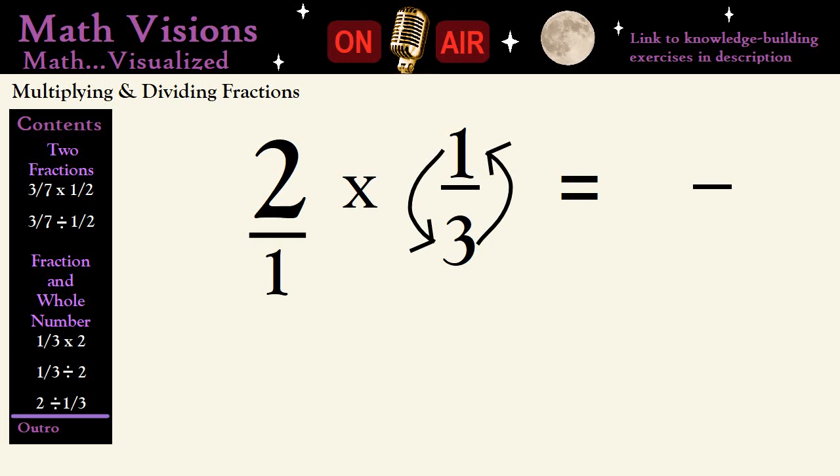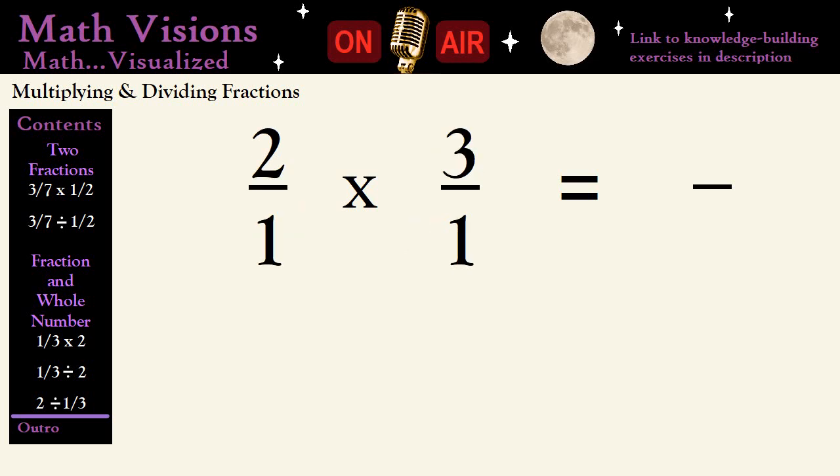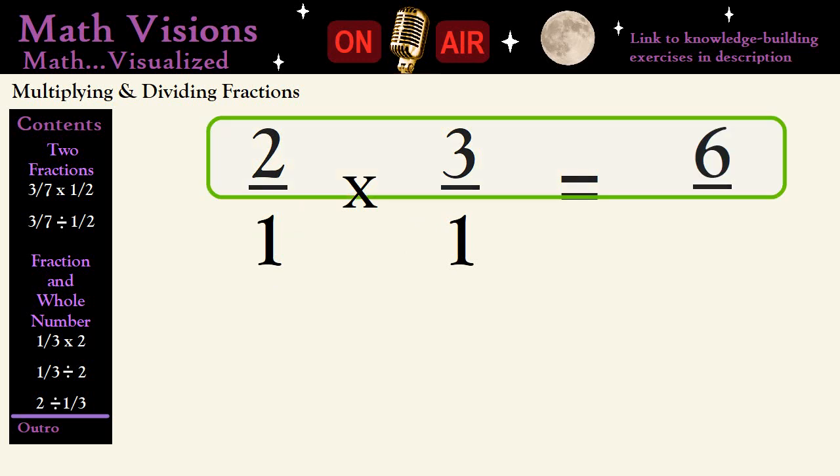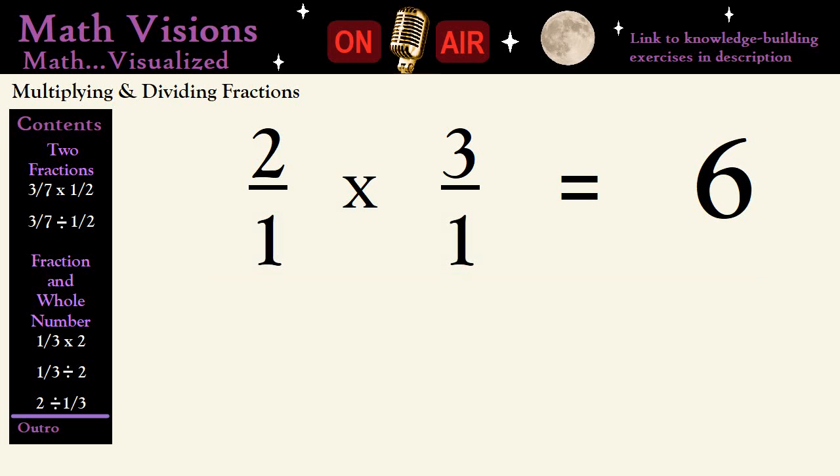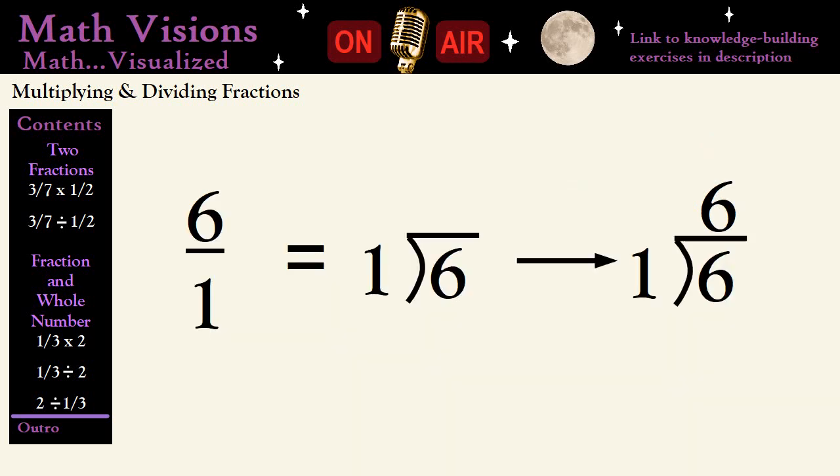Our expression becomes 2/1 times 3/1. And we multiply the numerators by each other and get 6. Next, we multiply the denominators by each other and get 1. Since the denominator in our answer is 1, we simplify the answer by getting rid of the 1 and the fraction line. 6/1 simplifies to just 6. This is because a number divided by 1 is itself.